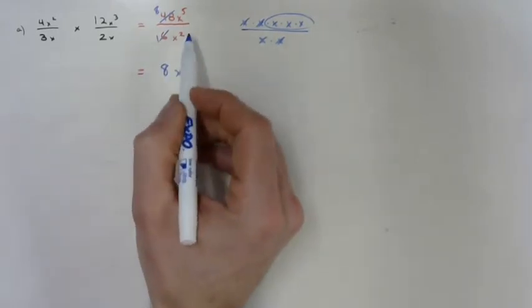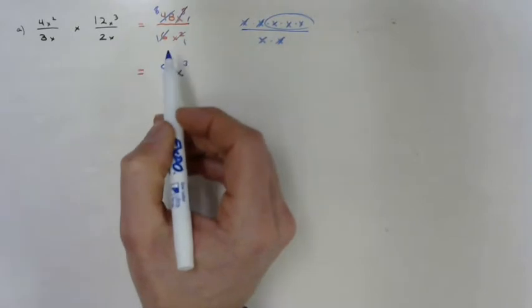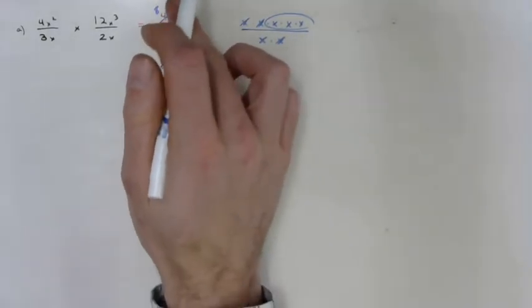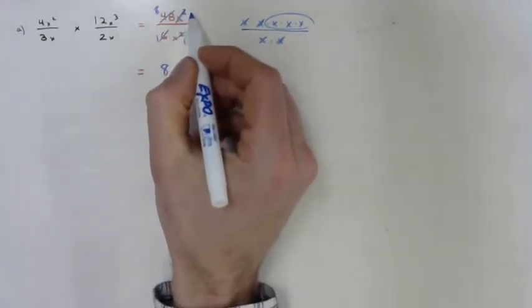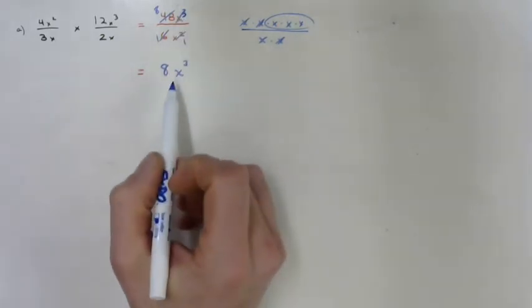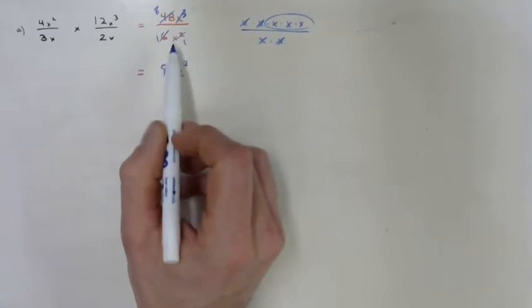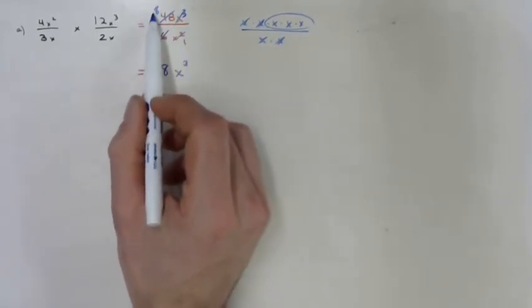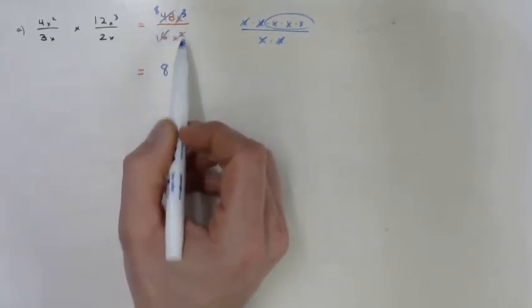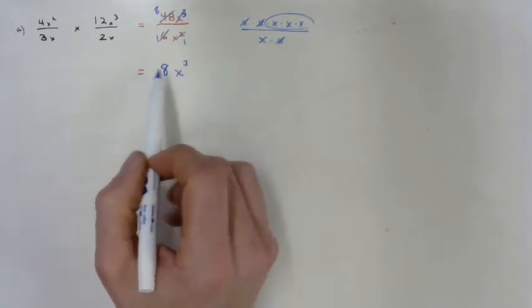Because this is now going to be over 1. The denominator is, sorry, that's not what I meant to do. This is now 3. The denominator became 1 times 1. Anything over 1 is just itself. So all I'm left with is the numerator of 8 times x to the power of 3, 8x cubed. Okay, simplified.